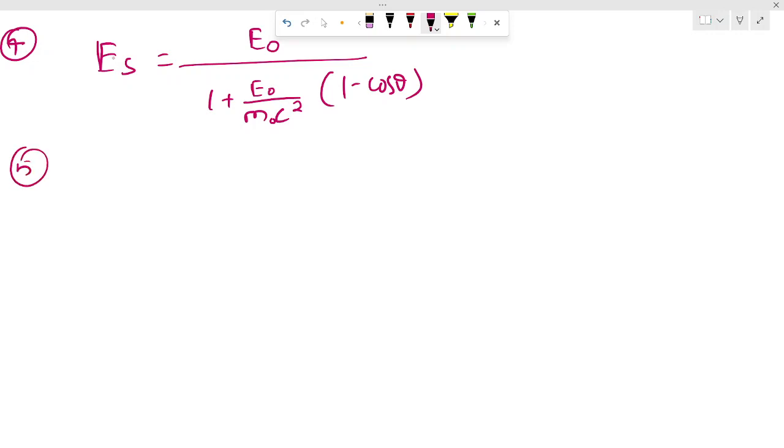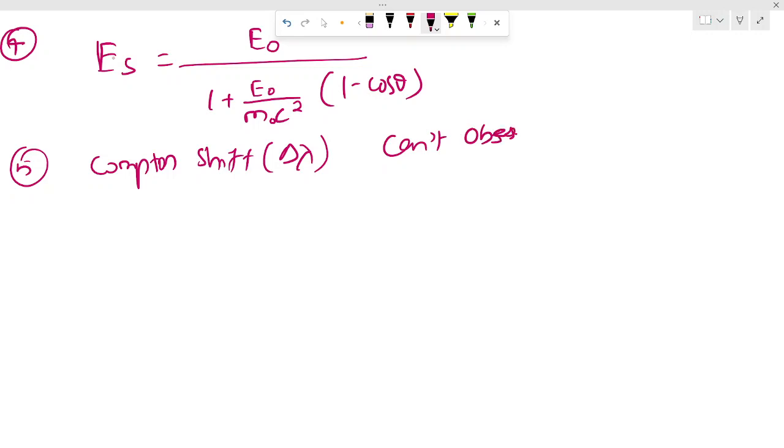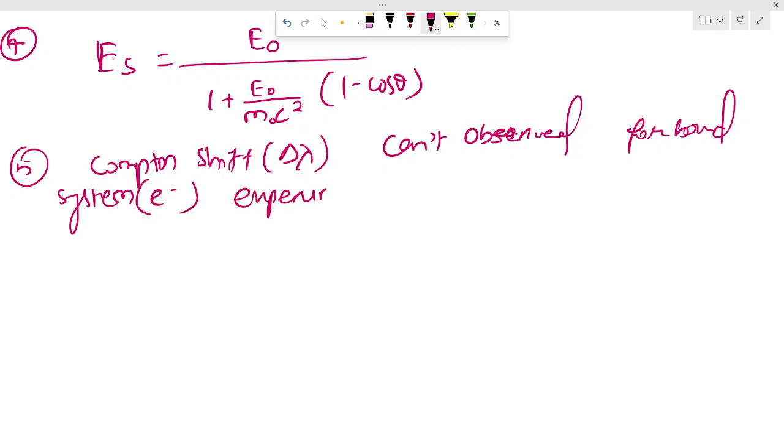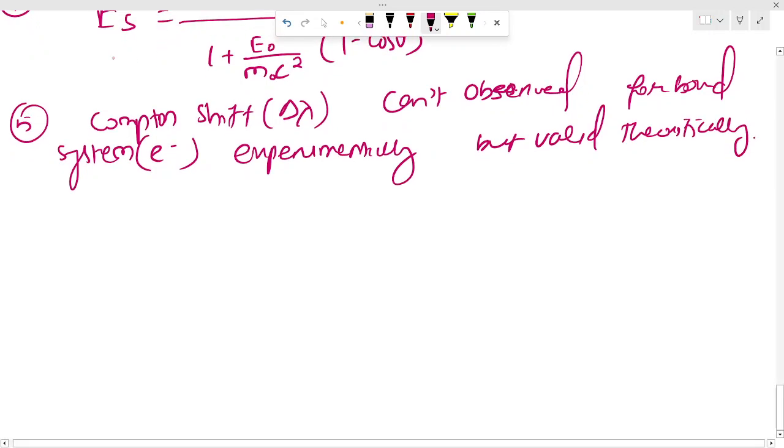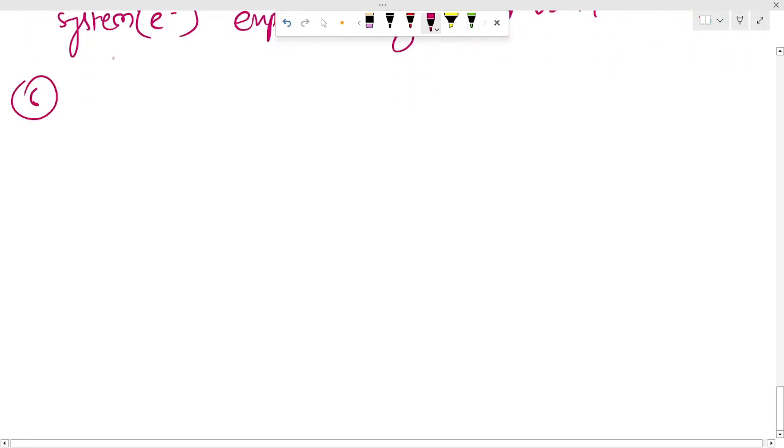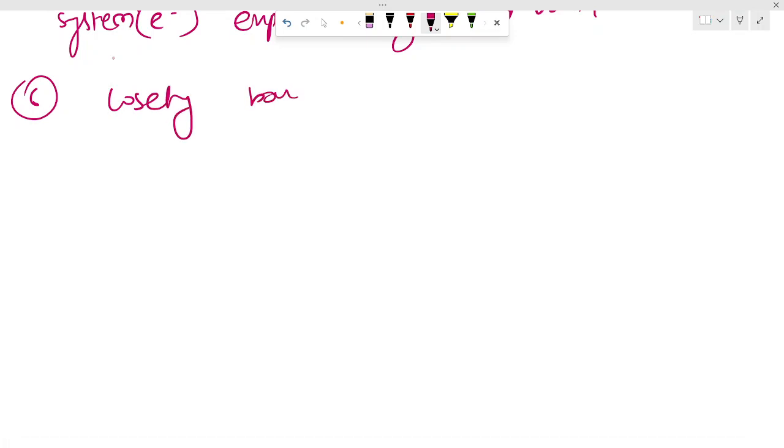Okay, in number 5 we have Compton shift. Compton shift means the wavelength shift, that is del lambda, can't be observed for bound system electron experimentally, because it is only valid for free electrons experimentally, but valid theoretically. But theoretically we can say that is bound electron, okay, but experimentally it can't be observed. So at number 6 we have loosely bound electron from outermost shell is required for your Compton shift. Compton experiment is required.